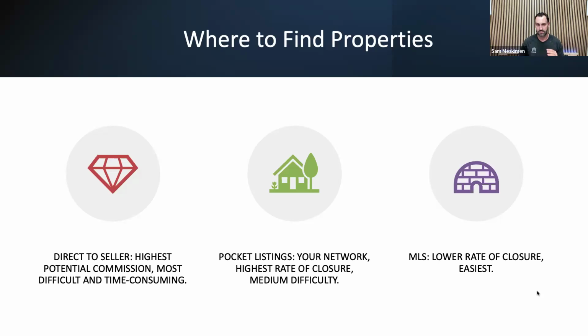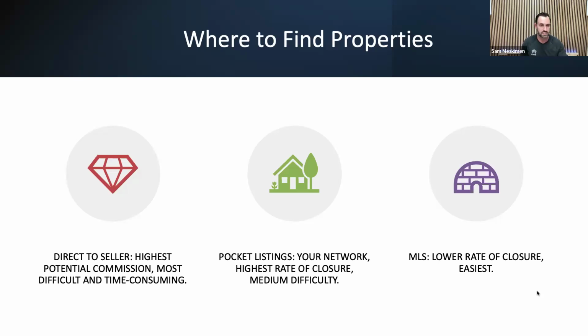And there's really three main areas, and I'll talk about each. First is direct to seller, meaning that you're actually going out there, finding the listings from your network, from your friends, door knocking, flyers, all of those things. That is typically when you would be both the listing agent and the buyer's agent for us.